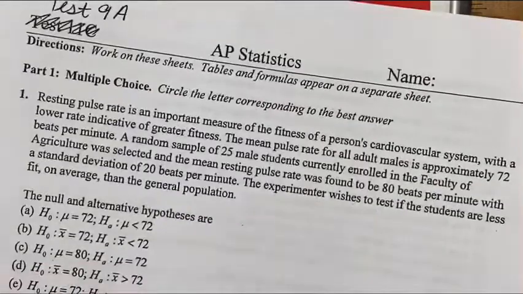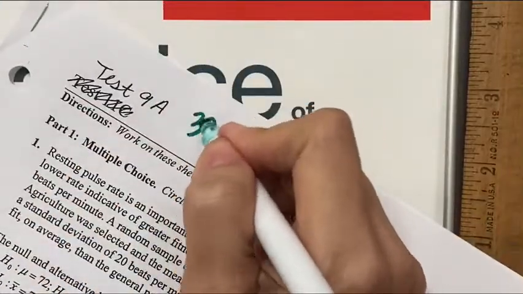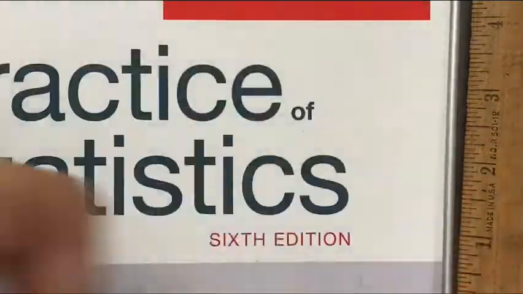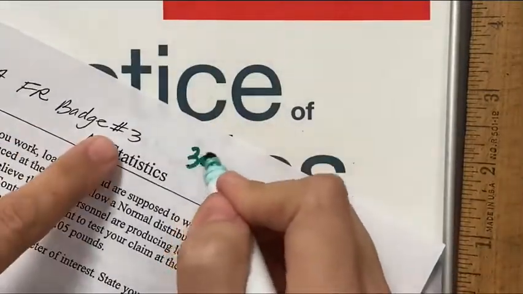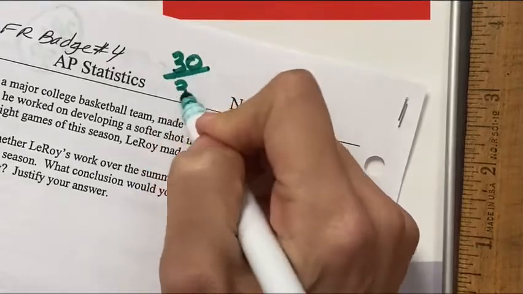Hey guys, we're going to do test corrections for test 9. Once again, you get 3 scores on this test. This first section, you get a total of 30 out of 30 points. For this section, there's a total of 30 out of 30 points. And last but not least, 30 out of 30 points for this section.